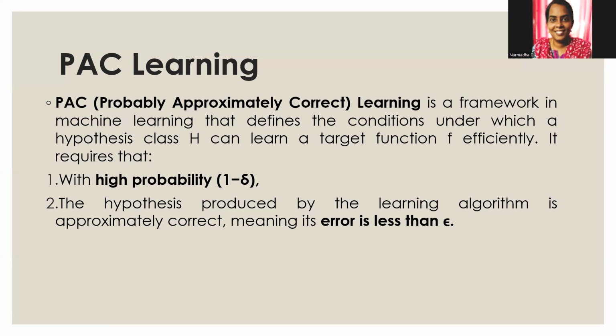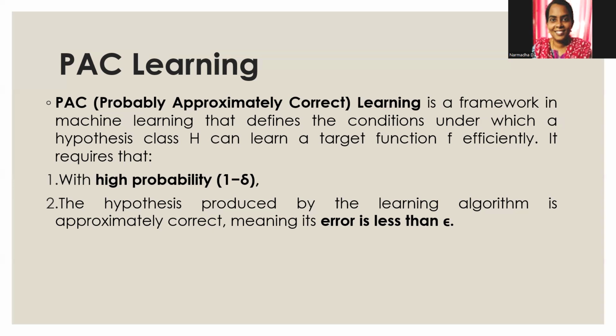PAC learning is a framework that is used in machine learning. Mainly it helps us define the conditions under which a class will be able to learn the target function effectively. For example, you have a collection of instances about the different features of fruits, and under what condition the hypothesis you're using will be able to learn a target function. Based upon the input features, maybe the color and the shape of the fruit, you classify whether it is an orange or an apple.